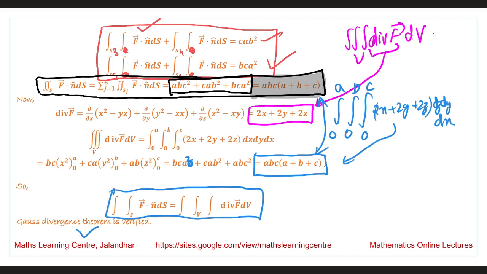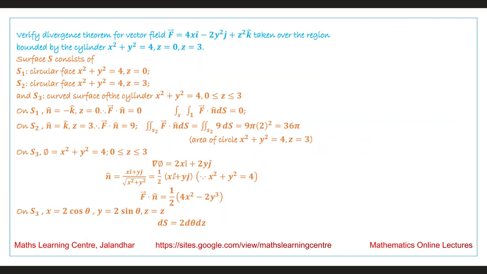So we are saying that the Gauss divergence theorem is verified. Now the next question we have is to verify the divergence theorem for the vector field F, taken over the region bounded by the cylinder x square plus y square is equal to 4, z is equal to 0 and z is equal to 3.